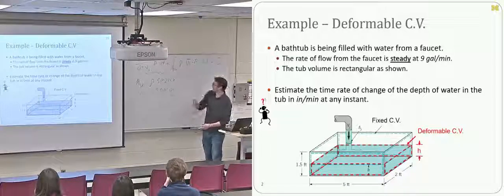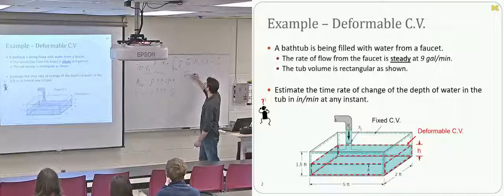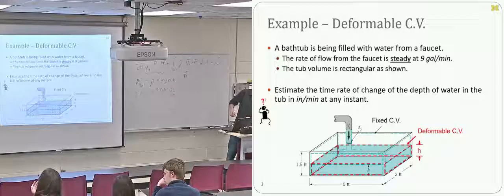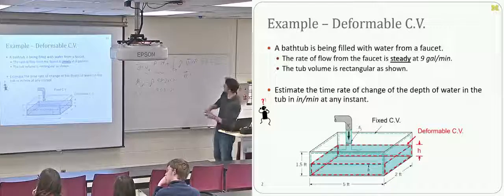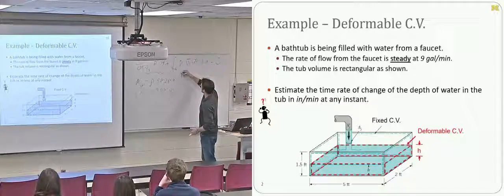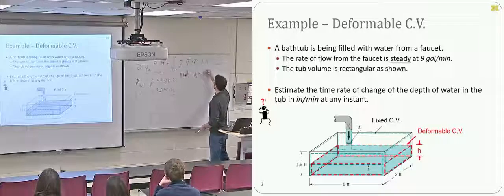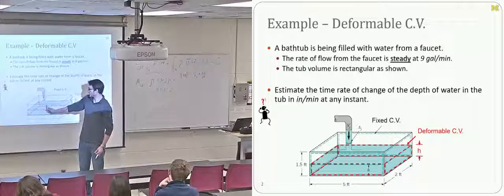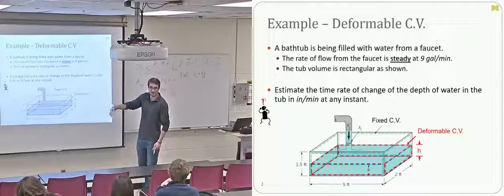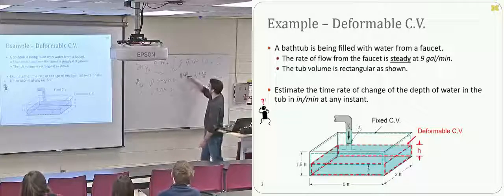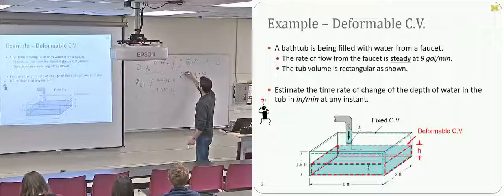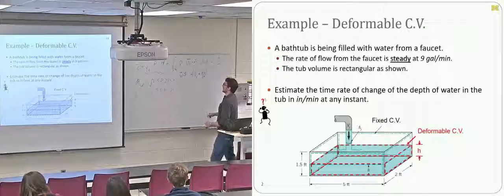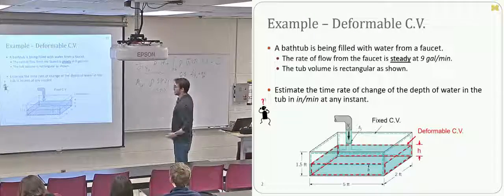So what we end up with is that the magnitude of W is equal to Vj plus dH dt. Okay? Dotted with N, we've got N pointing up, right? The velocity of the water relative to the control surface is pointing opposite the normal direction. So what we end up with is W dot N, so negative Vj plus dH dt.